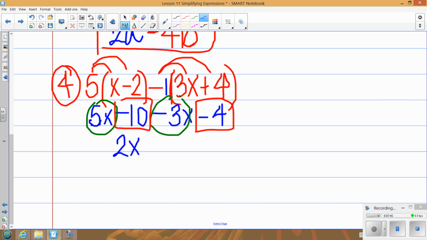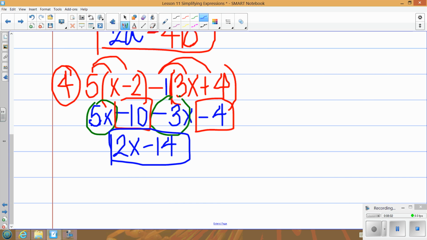Negative 10 plus negative 4, or negative 10 minus 4, is the same thing as adding with the same sign. So adding with the same sign, you actually add, and then you keep the sign. So you have 2x minus 14.